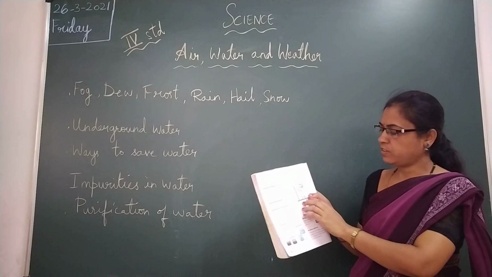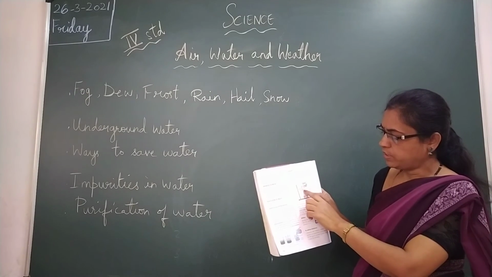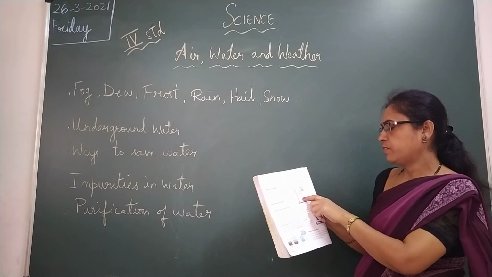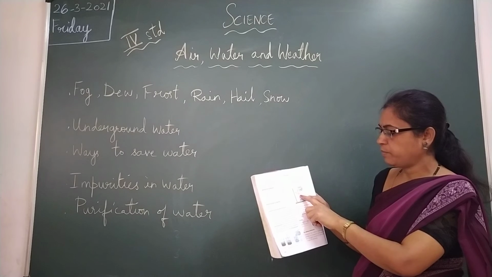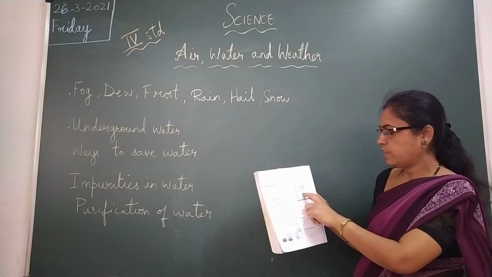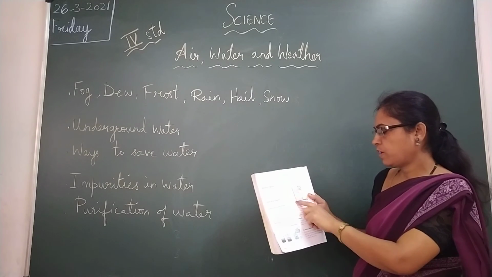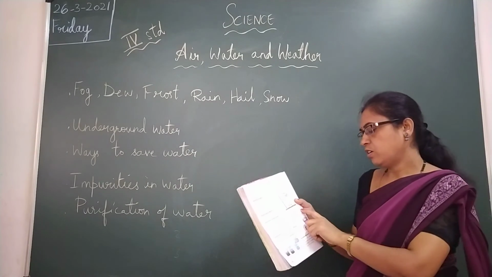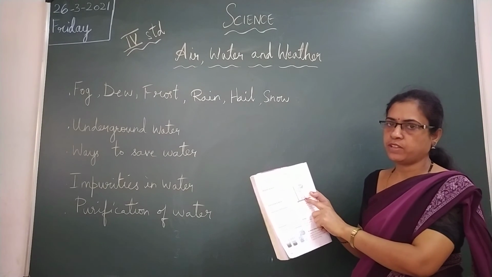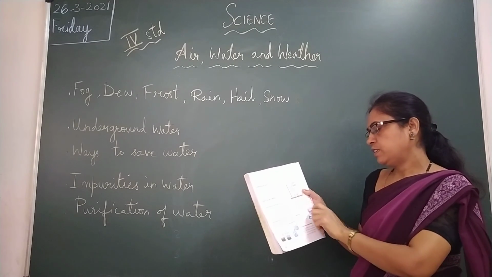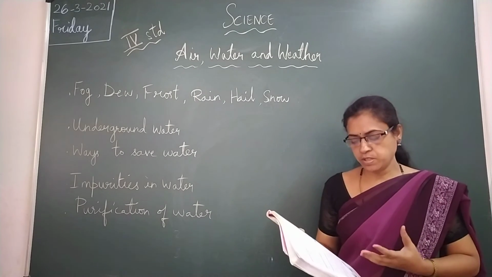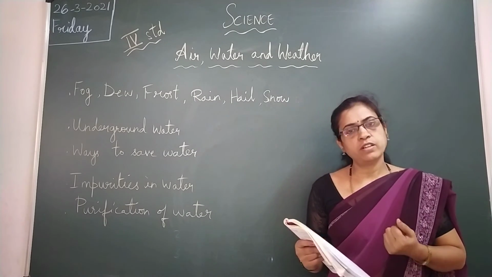You can see the filter paper in the funnel here, and the impure water is being poured into the funnel using a glass rod. The impurities are left behind on the filter paper and clean water is collected in the beaker. This water still contains some germs which make it unfit for drinking.